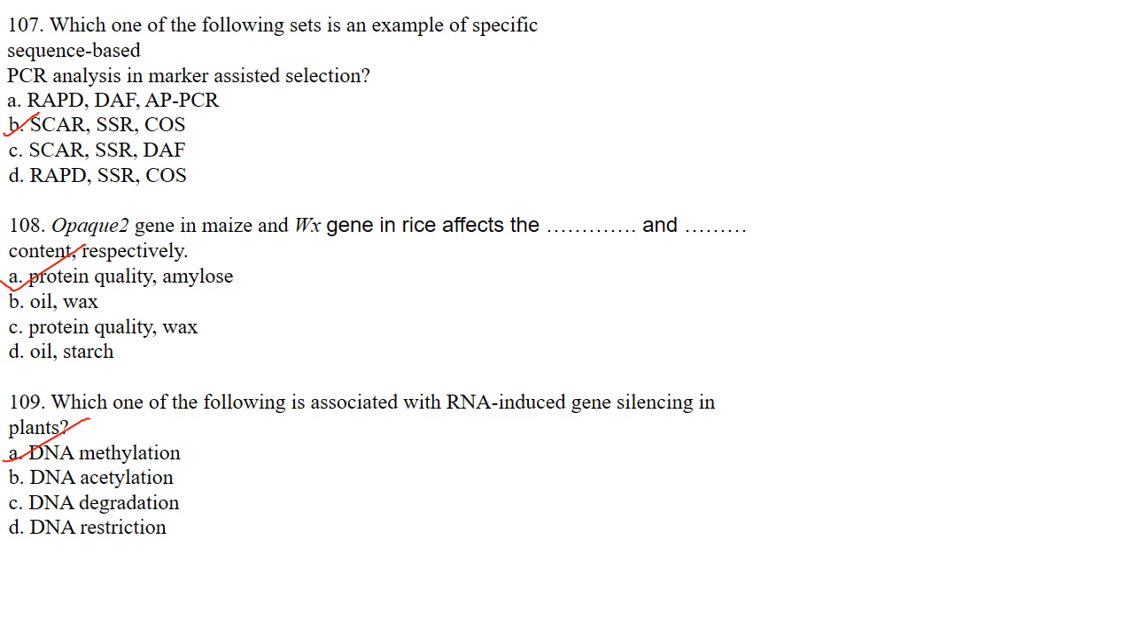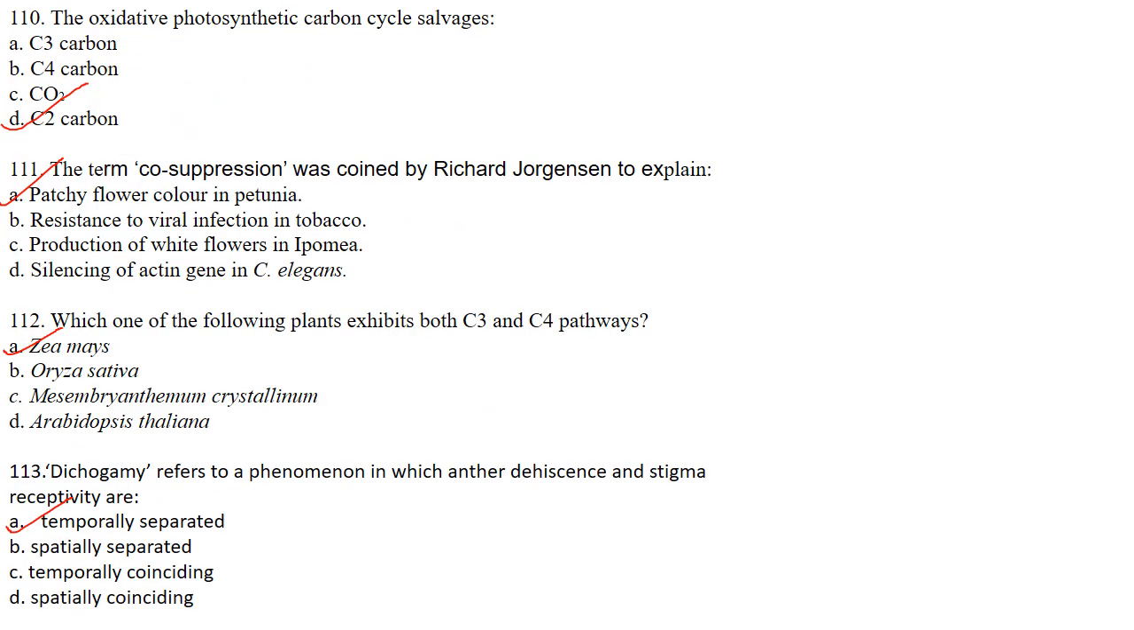Then next one. Which one of the following is associated with RNA-induced gene silencing in plants? So it is DNA methylation. Answer is option A. Then next one. The oxidative photosynthetic carbon cycle salvages. The oxidative photosynthetic carbon cycle or the C2 cycle or photorespiration, and they have asked its cycle salvages C2 carbon. Answer is option D.